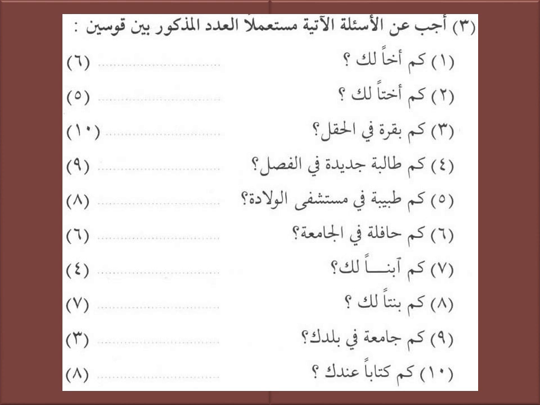mentioned in the bracket. So in the bracket we can see the numbers 6, 5, 10, 9, 8, 6, 4, 7, 3 and 8. So in Arabic you will say ستة, خمسة, عشرة, تسعة, ثمانية, ستة again, أربعة, سبعة, ثلاثة and ثمانية. So ثمانية twice and ستة twice. So these numbers are mentioned in there. So we need to use those numbers when we answer these questions which are on the right hand side.